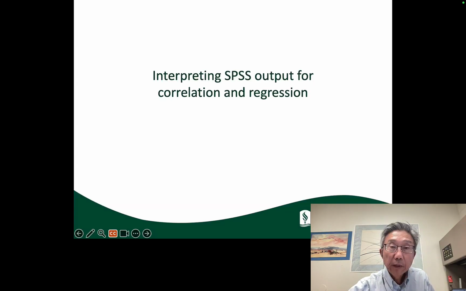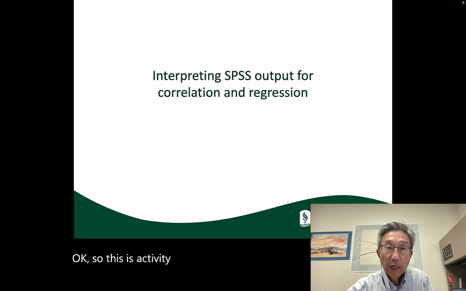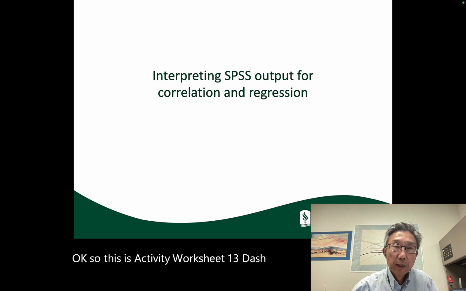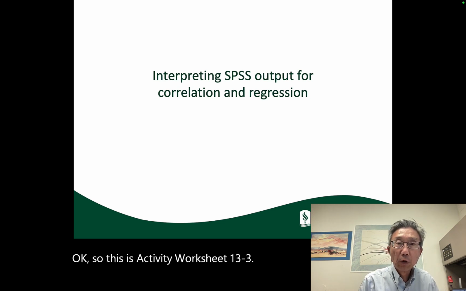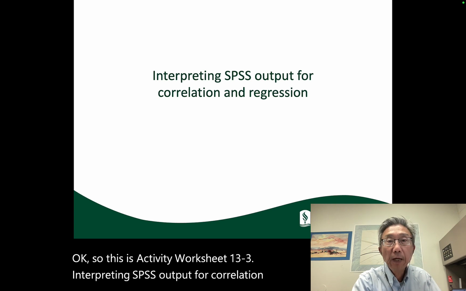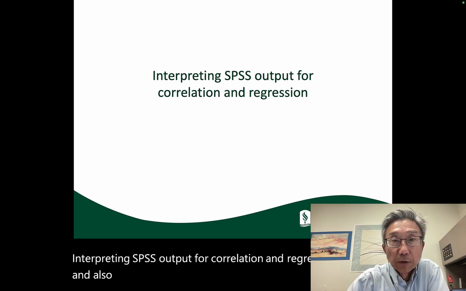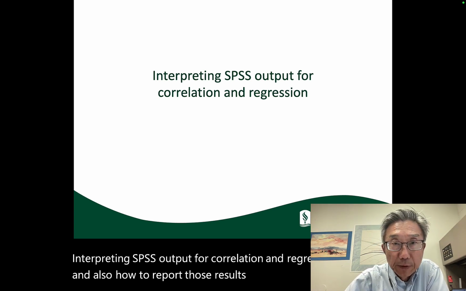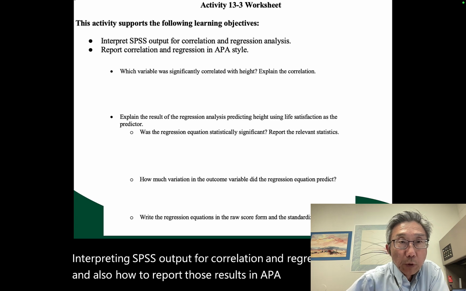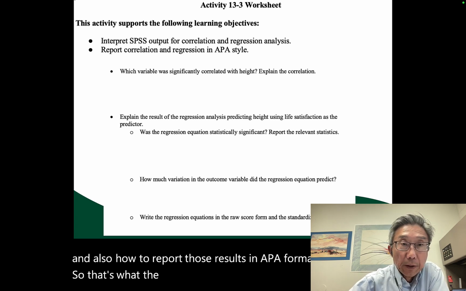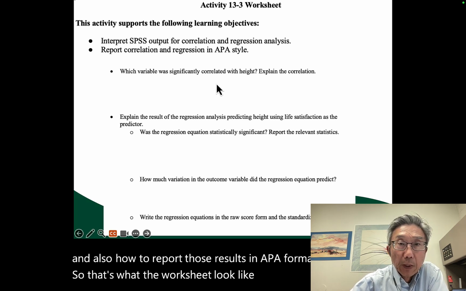Okay, so this is activity worksheet 13-3, interpreting SPSS output for correlation and regression analysis, and also how to report those results in the APA format. So that's what the worksheet looks like, and let's see.